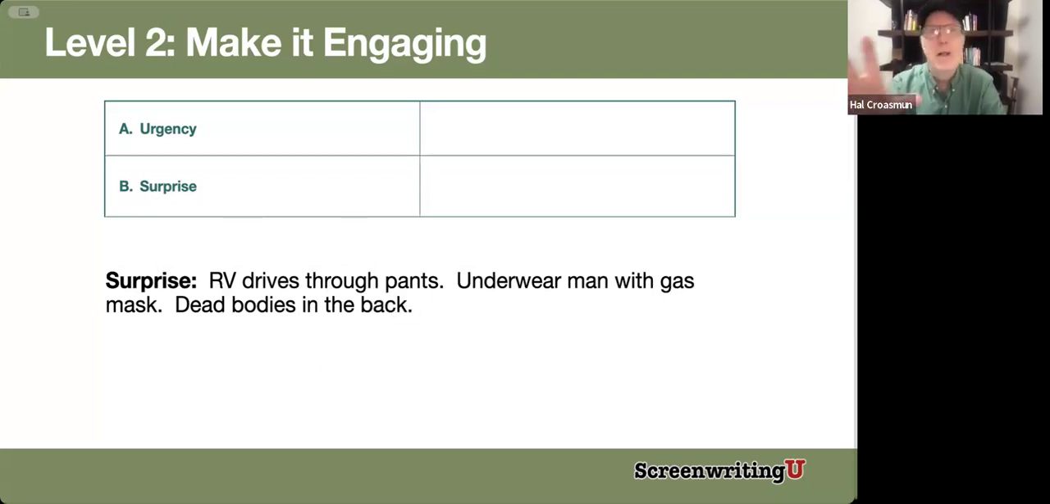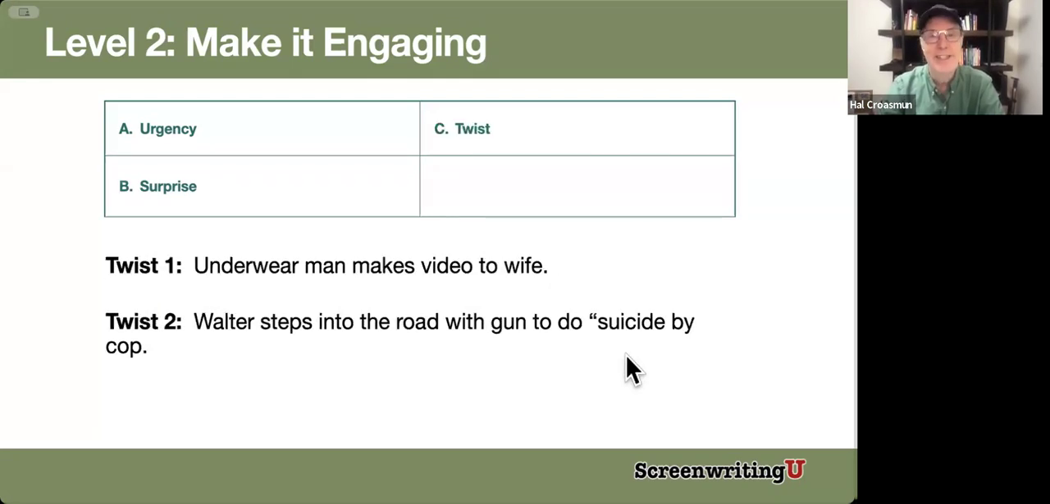If you go back and watch it, these pants are floating and it's this kind of wonderful thing. And suddenly this RV drives over the top of them and there we go. Another surprise, Underwear Man with a gas mask. Another surprise, dead bodies in the back, right? This is how well this was written. From there to twist, Underwear Man makes a video to his wife.